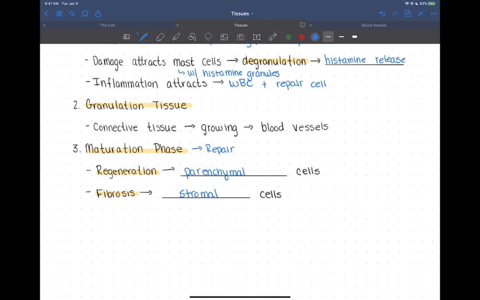Especially in A&P2, when you go into the organ systems, we'll just start talking about the digestive system, and it's assumed that when we talk about all the different layers of tissue in the stomach, you know what each of those tissues is. So this is a very important chapter for understanding future material.